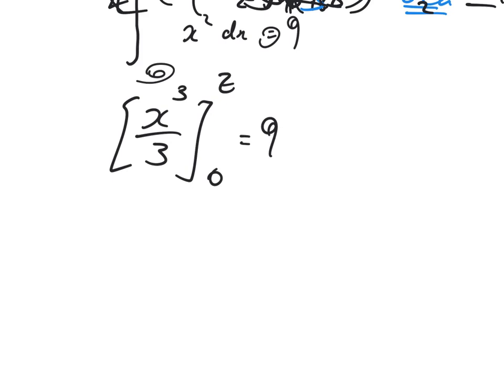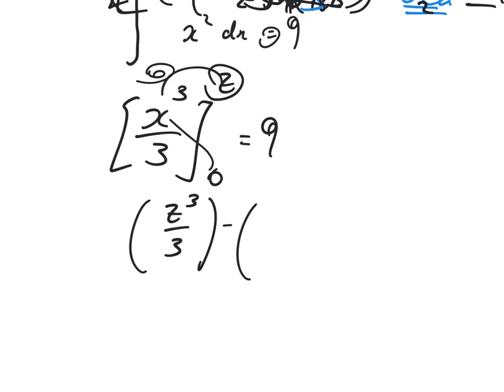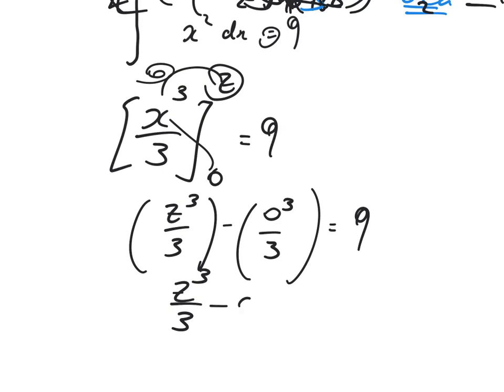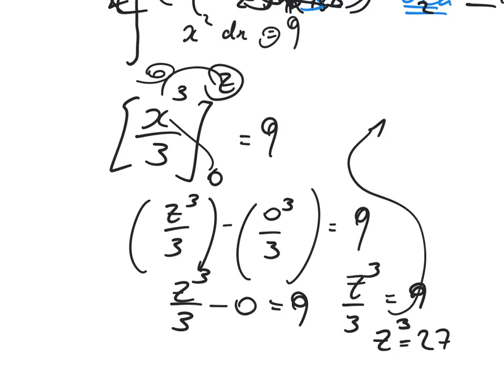Okay, so I'm going to sub in my upper limit of z. So that will be z cubed over 3 minus the lower limit now, 0 cubed over 3, and that's equal to 9. z cubed over 3, minus 0 cubed over 3 is 0, and that is equal to 9. So z cubed over 3 is equal to 9. z cubed is 27, and z then is the cube root of 27, so z is equal to 3.